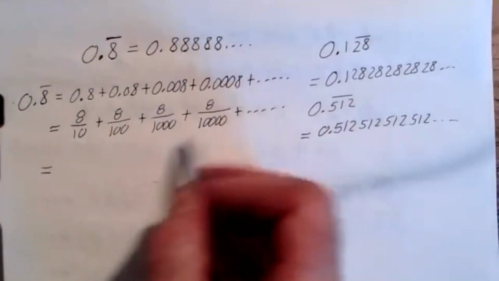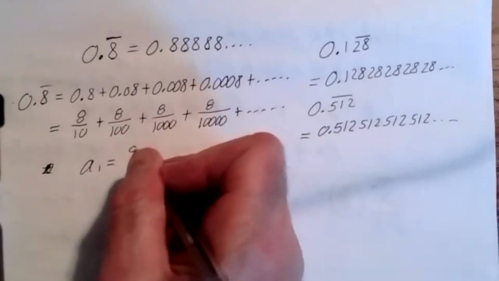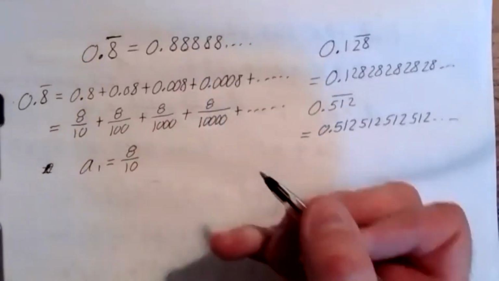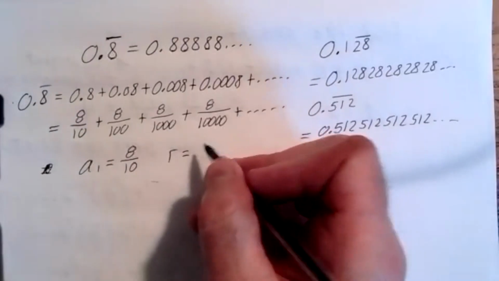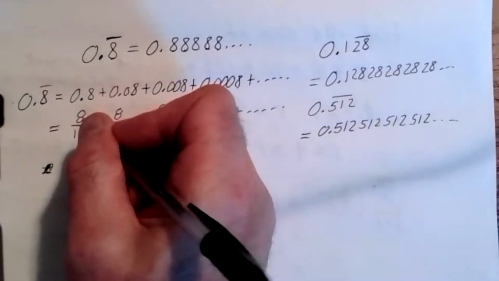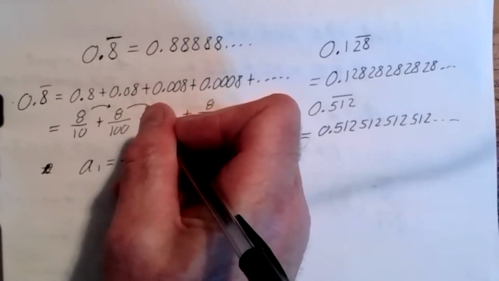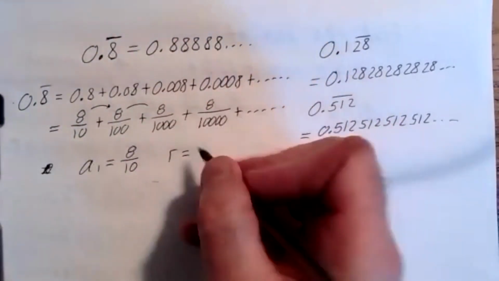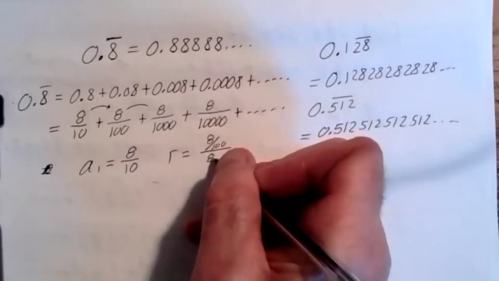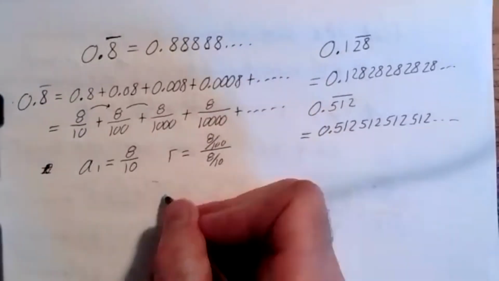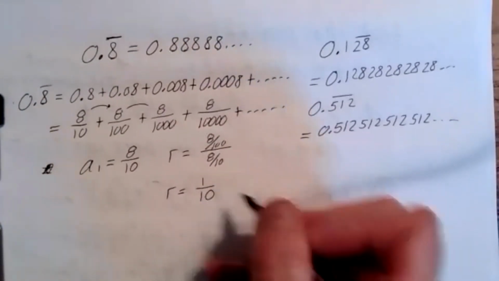Infinite geometric series? What would be my first term? Just 8/10. Now, what's my common ratio? What do you have to multiply the fraction 8/10 by to get to the next one? What do you have to multiply 8/100ths by that same number to get to the next one, to the next one? Well, you can take 8/100ths here and divide it literally by 8/10. And what's 8/100ths divided by 8/10? I think you'll discover this gives you 1/10. Do you agree? The common ratio is 1/10.